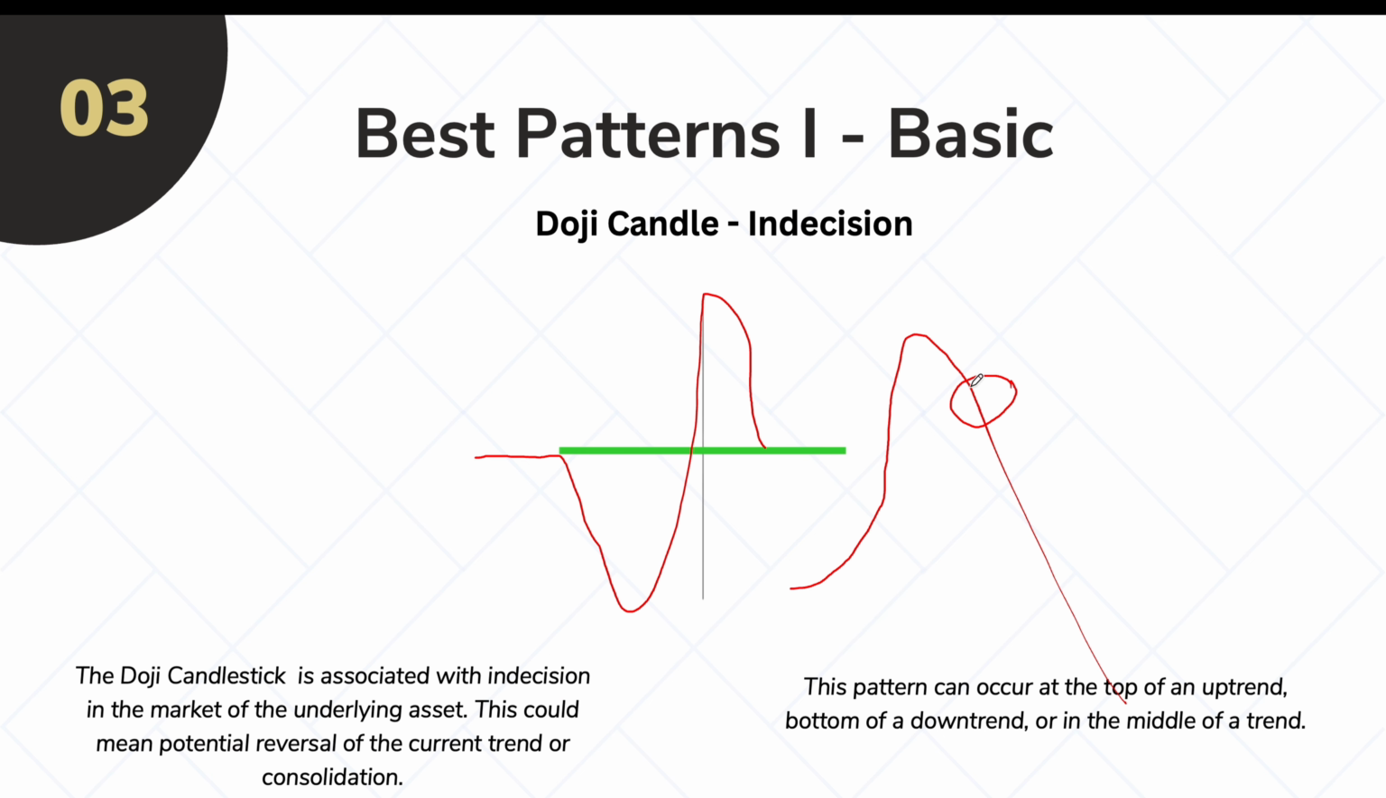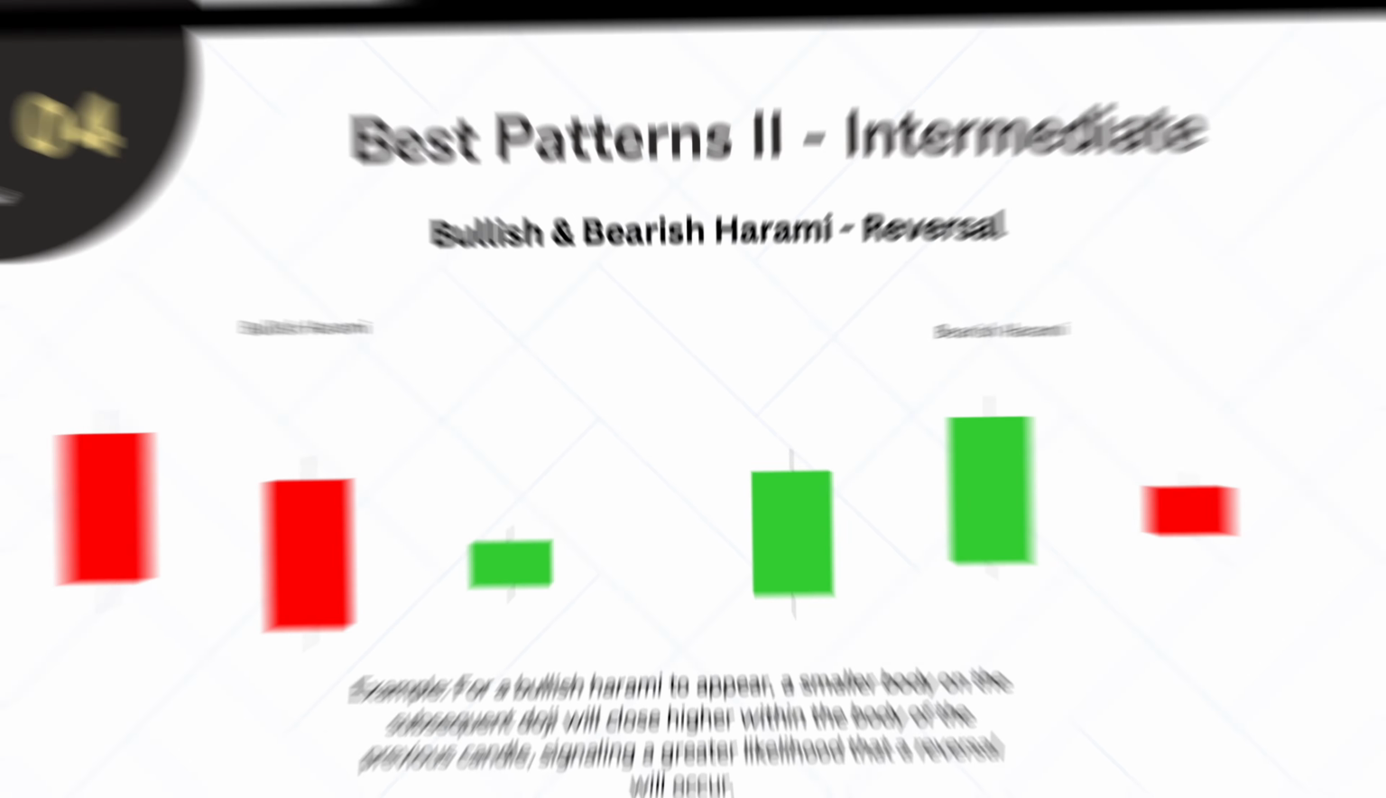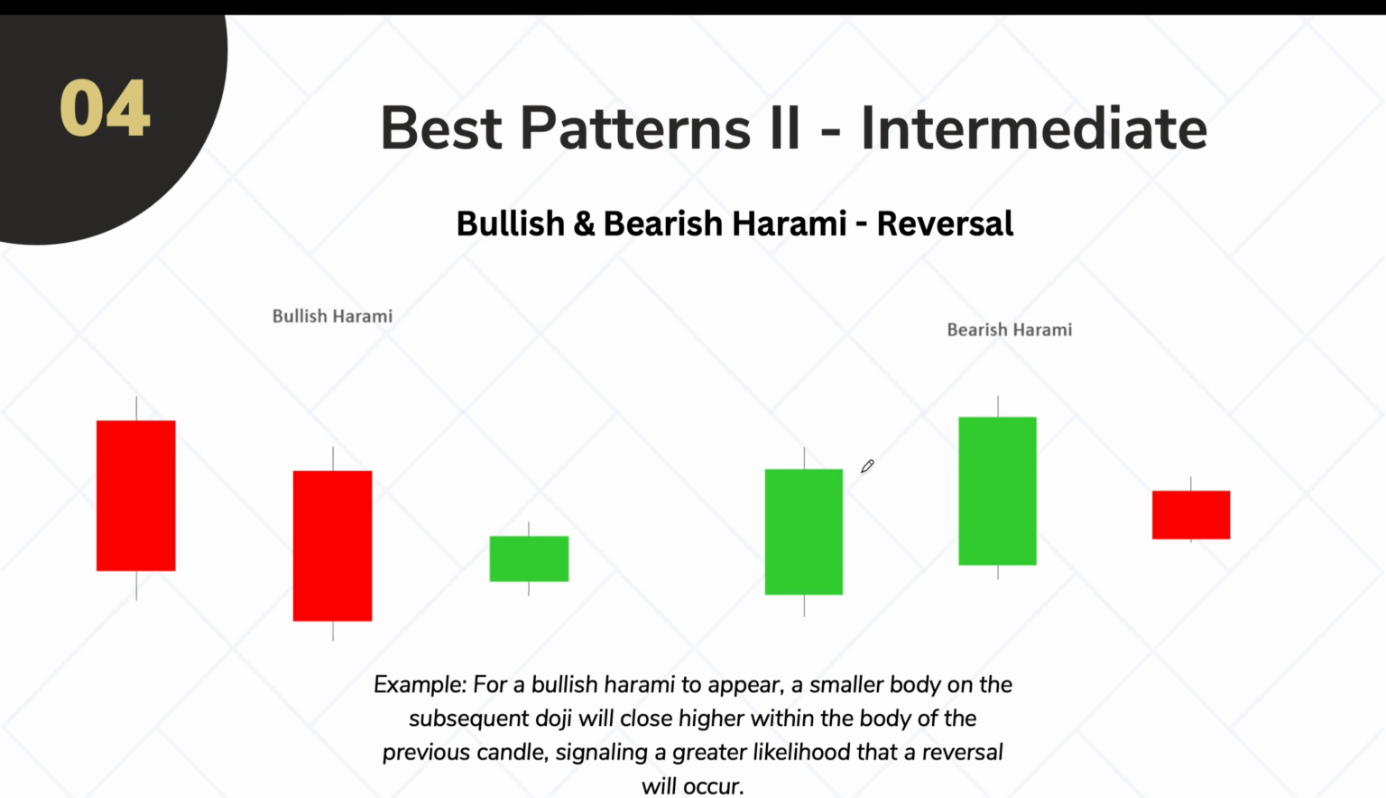And consolidation is, we're going to talk about it in depth in a later episode, but you have uptrend, you have downtrend, and the consolidation is when price does nothing. It just goes up and down. So it can indicate a reversal, or it can indicate with an uptrend that we just have a consolidation and do nothing. Now let's talk about more intermediate level patterns.